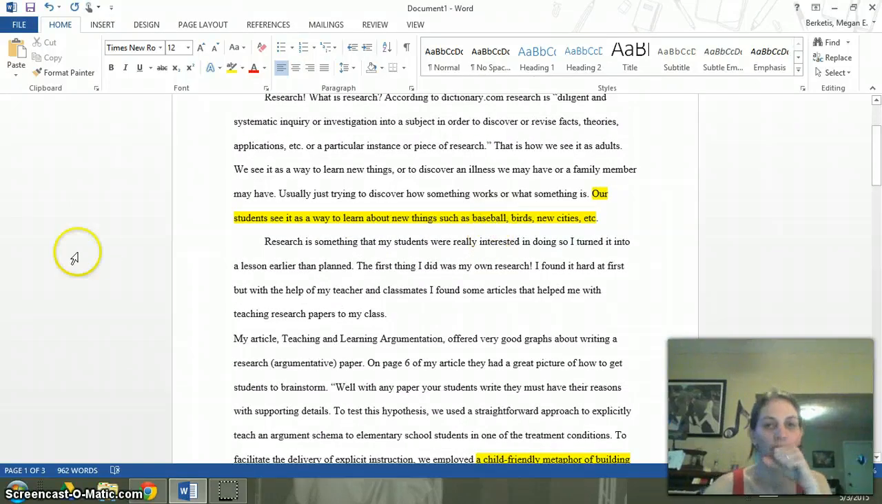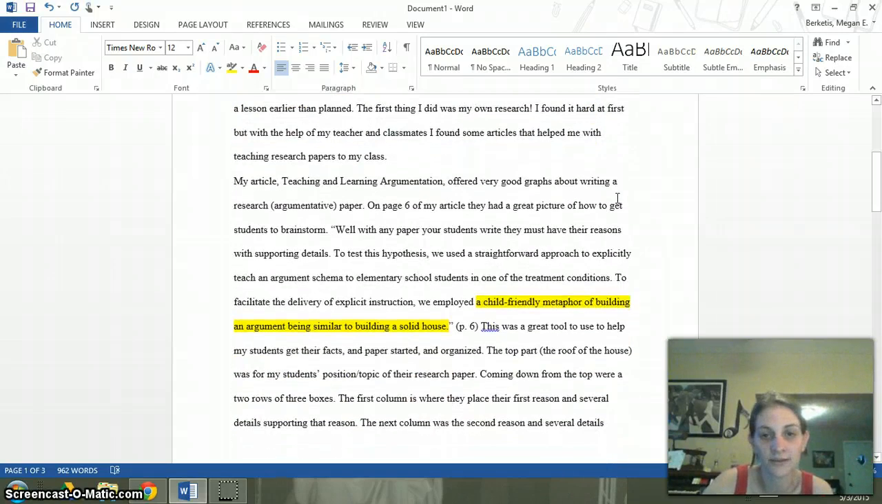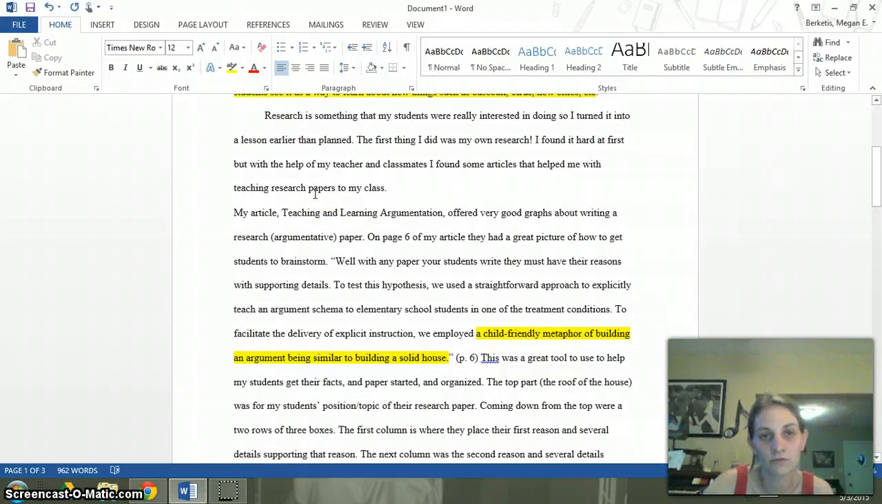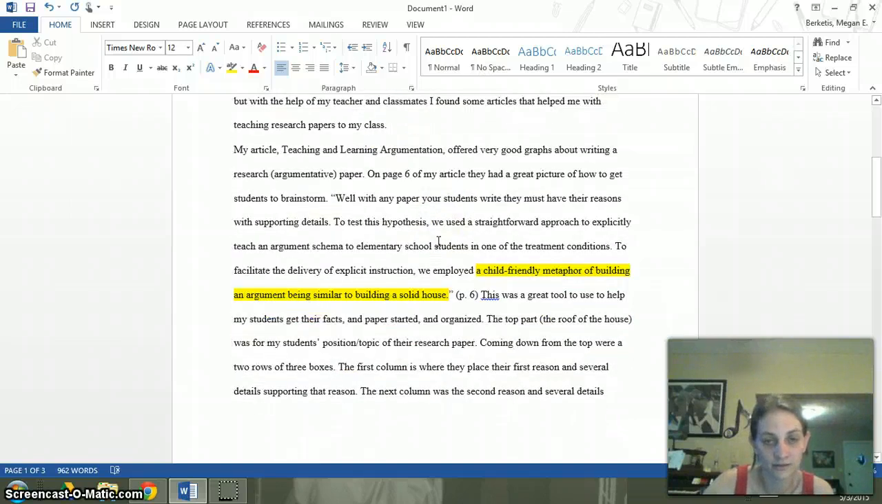How you see this point right here, that we see research as a way to look up sicknesses and stuff, and kids see it as exciting things and ways to learn new things. And then you go into the research article that you read, and then the research paper that you did with your students.